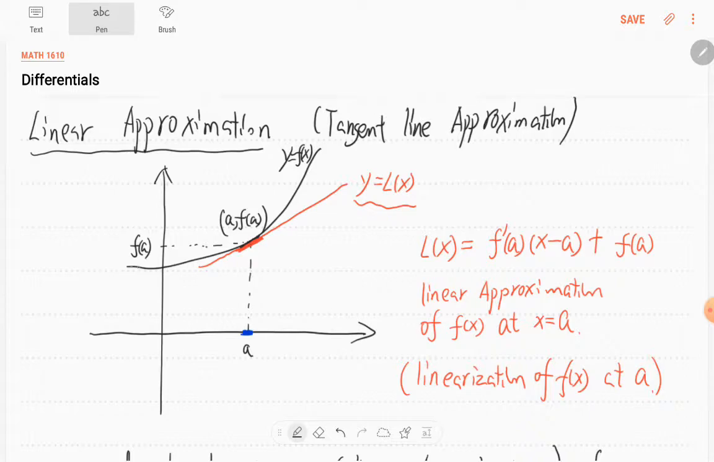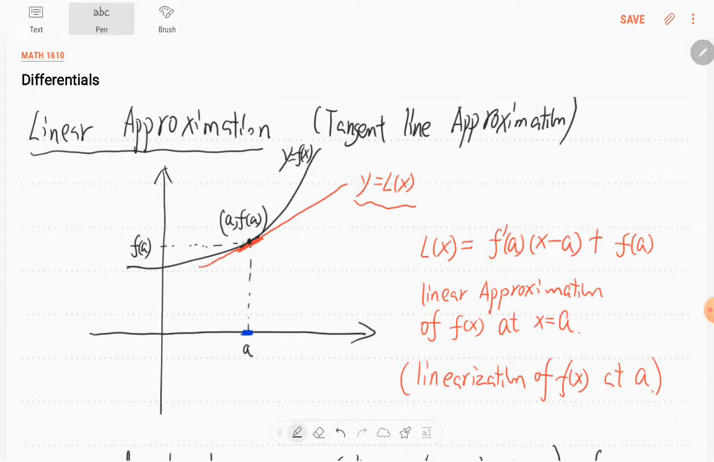Suppose we have a curve, y equals f of x, and we know the point here, given by a and f of a. We can also find this red line, which is the tangent line, y equals L of x. From the previous knowledge we have learned, if we know the function f of x and the point a, f of a, then we can always find the equation for the tangent line L of x.